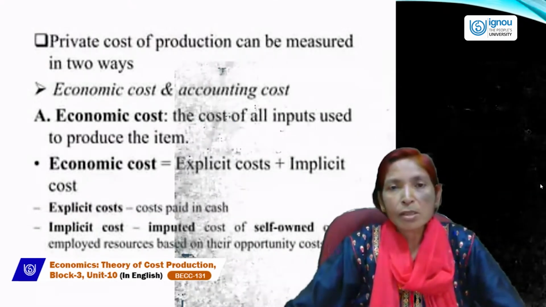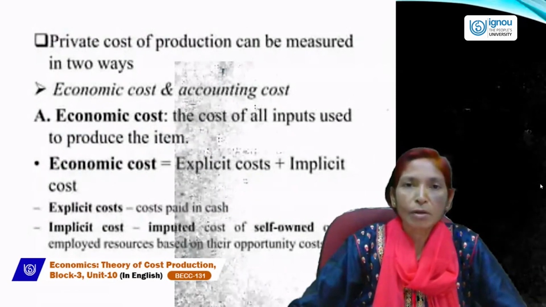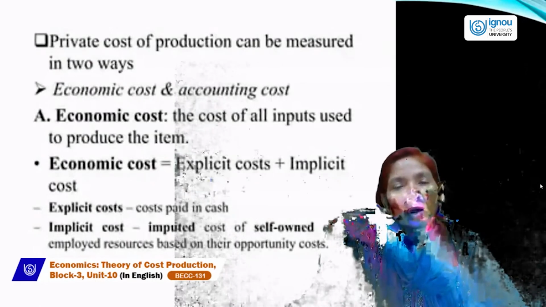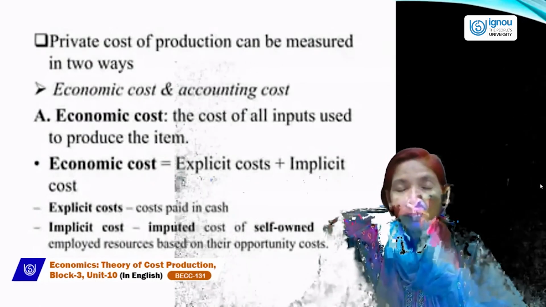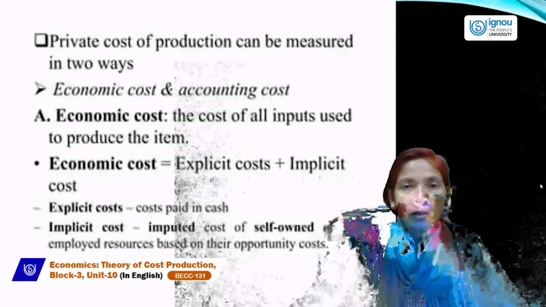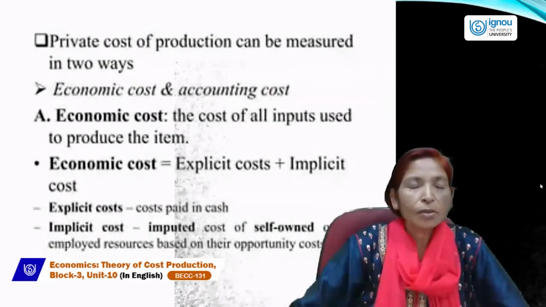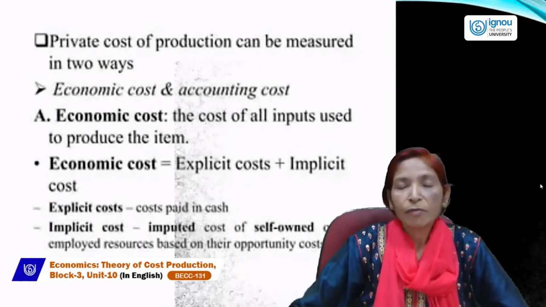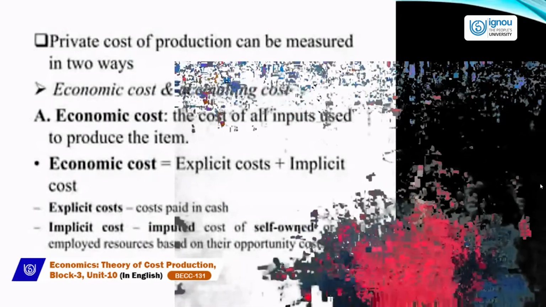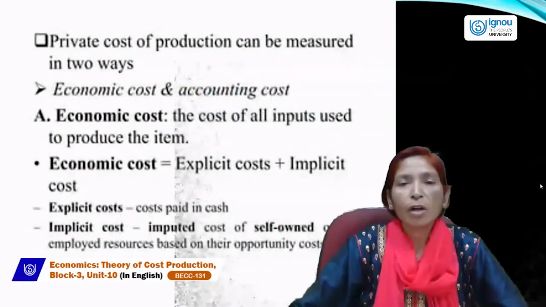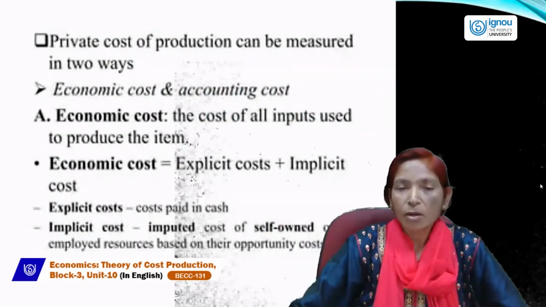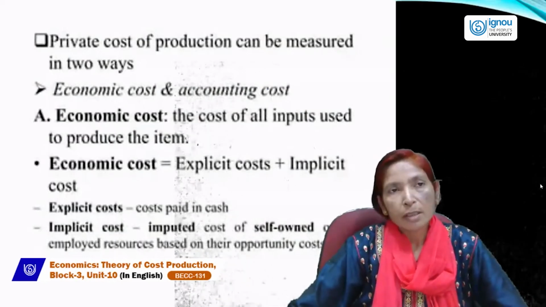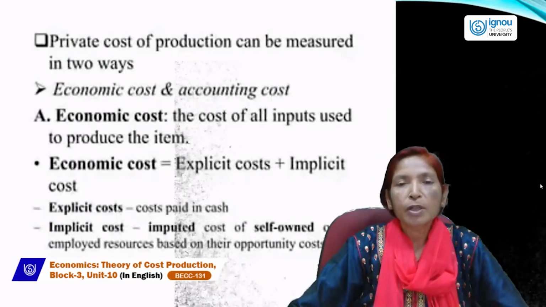But in accounting cost, we can't include implicit cost, because implicit cost can't be maintained in accounting books, so it can't be included in accounting cost. So in accounting cost, we always include only direct cost, which is visible, which can be seen. But those costs which can't be visible, which can't be seen, will not be included in accounting cost. But in economic cost, we can include explicit cost, implicit cost, and opportunity cost.